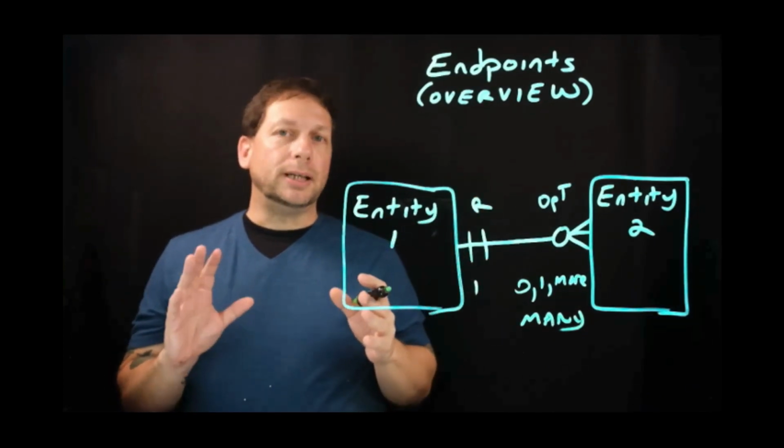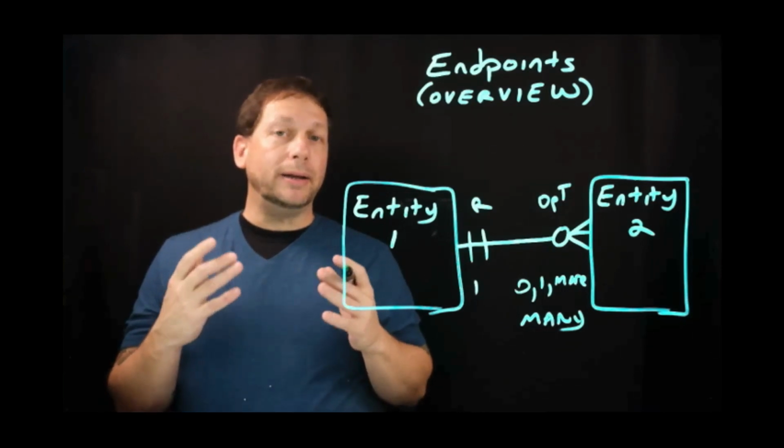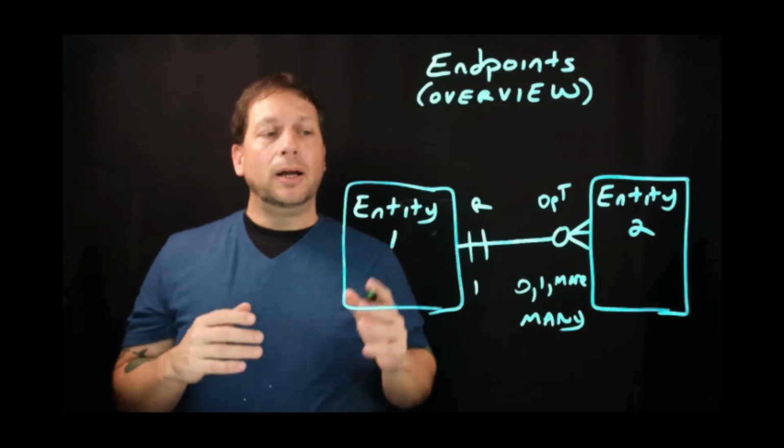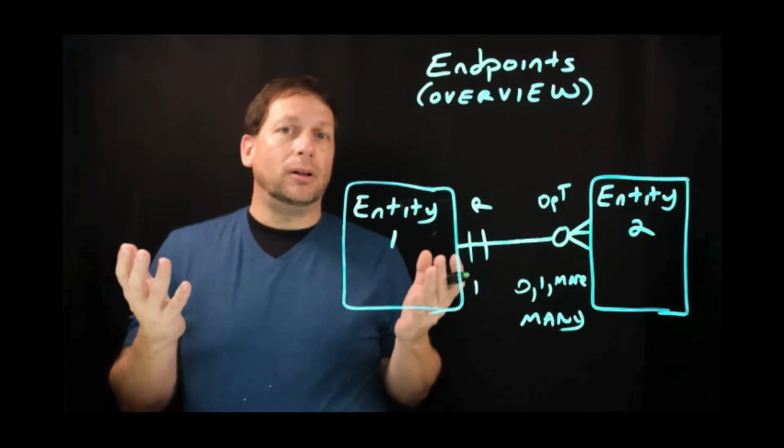And what we're essentially saying is that entity 1 only has one instance in the relationship, and not only that, but it has to be there. Entity 2, we can have as many as we want, or maybe even none at all.